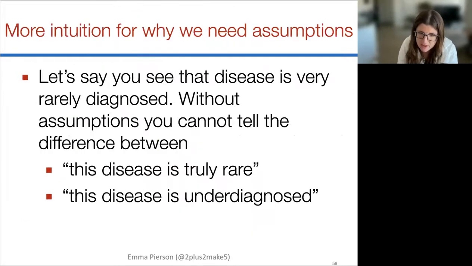Missing data is hard. To give a little more intuition for why you need assumptions here, let's say you see that a disease is very rarely diagnosed. Without further assumptions, you cannot tell the difference between two worlds. One world is where this disease is truly rare, and the other world is where this disease isn't rare, it's just underdiagnosed. You can't distinguish between those. They are observationally equivalent without further assumptions.